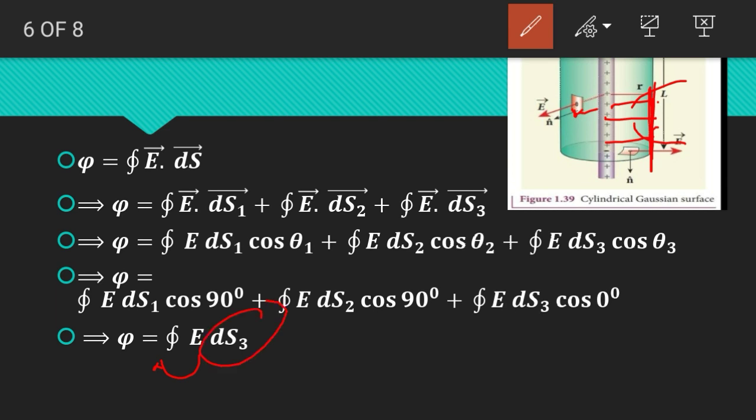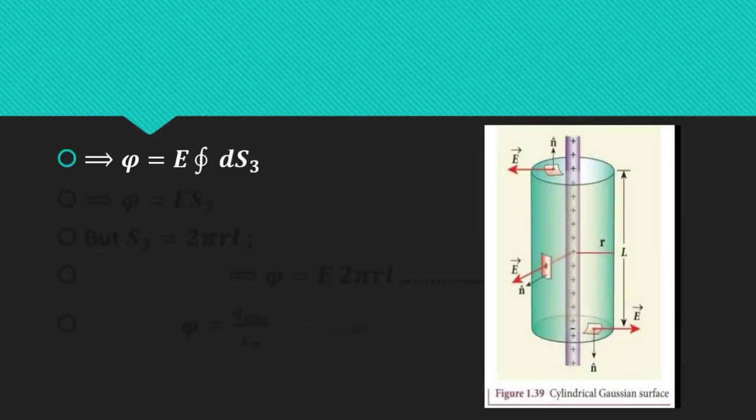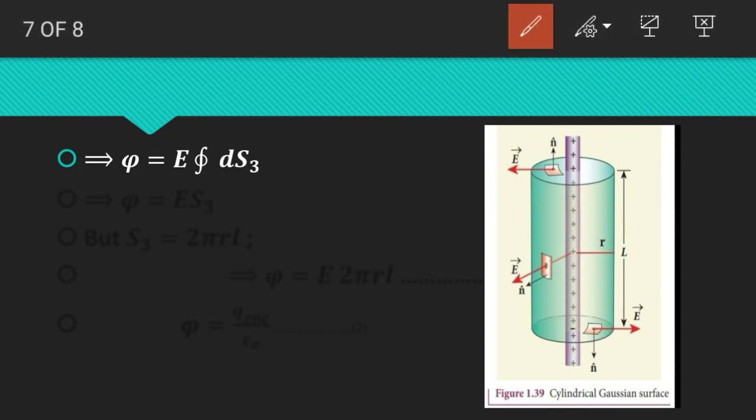So as I said previously, E does not depend upon the position over the ds3 surface, so E will be treated as a constant in this integration. So E is taken out of the integration. If I take E out, then I am left with only the integration of ds3, that is the integration over the total surface. So let me express it as ds over only S3. The integration of ds3 is the total area S3.